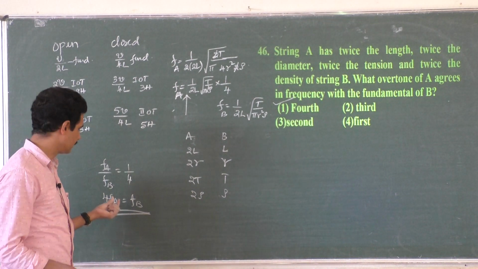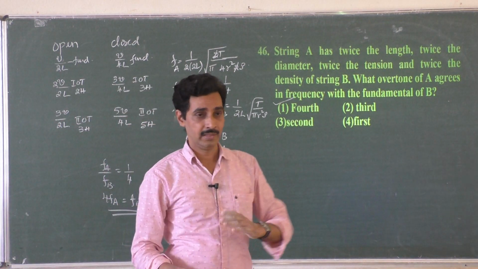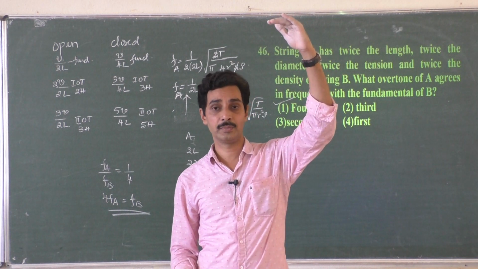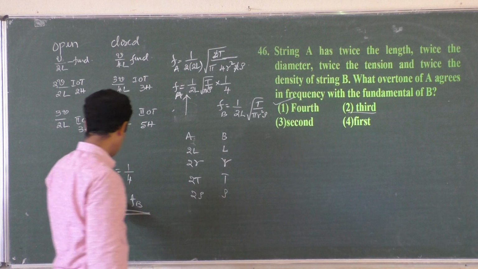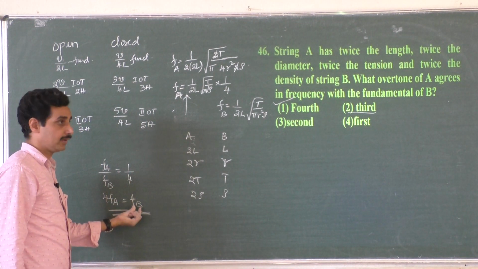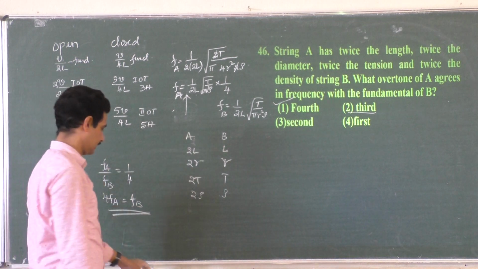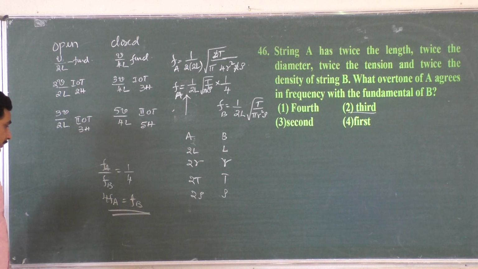Fourth harmonic, but third overtone, because fundamental is not overtone. Next overtone, fourth harmonic, that is third overtone. Third overtone of A, that means 4 times the fundamental of A, agrees with the fundamental of B, right? Third is the answer. This was last answer, right? Yeah, 46-2. Hope you have followed it.